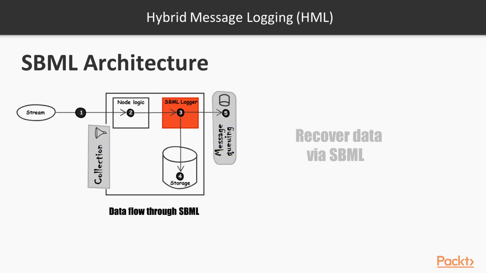After the message was successfully saved in the stable storage, the SBML logger will send it to the message queuing tier. Further, the SBML logger waits for an acknowledgement from the message queuing tier that the message was received successfully and is safe. With this acknowledgement in hand, we can mark the message as replayed, or delete it from the stable storage since we no longer need it during recovery.